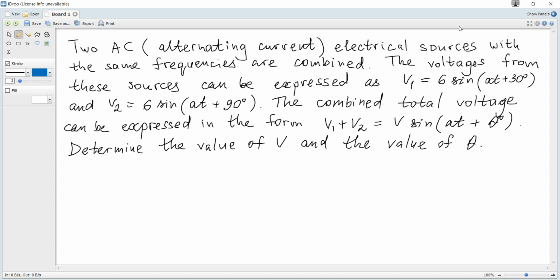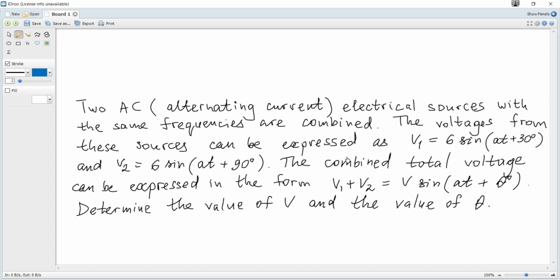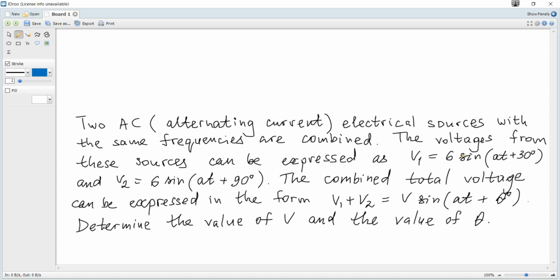Let's consider how to find the sum of two sines or two cosines using complex numbers. It is given that V1 is 6 sine of 80 plus 30 degrees. In general, it may be in radians, it doesn't matter. And V2 is 6 sine of 80 plus 90 degrees. When we find V1 plus V2, it means the sum of two sines. How to do that? First of all, how to represent the sine as a complex number.